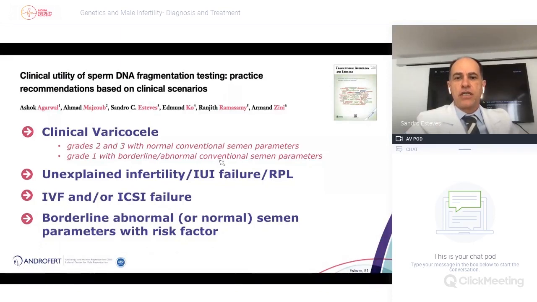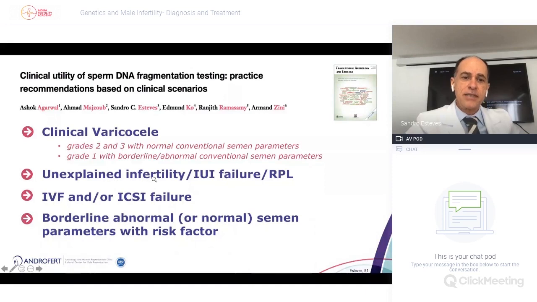sure if the varicocele is actually causing the damage, this is a condition that we should order sperm DNA fragmentation testing, because if the test comes abnormal, it will reinforce the importance of varicocele as a contributory factor for sperm DNA fragmentation. In that case, varicocelectomy might help to reduce sperm DNA fragmentation with a positive effect on pregnancy outcomes.